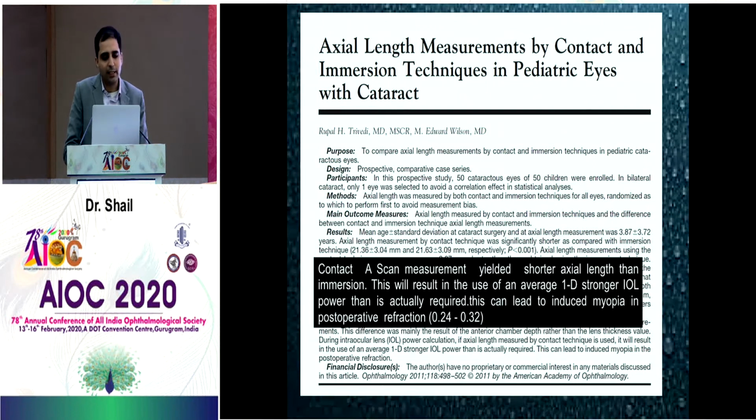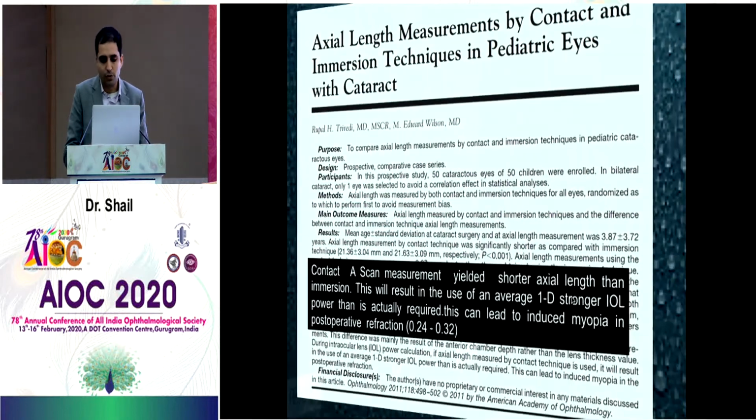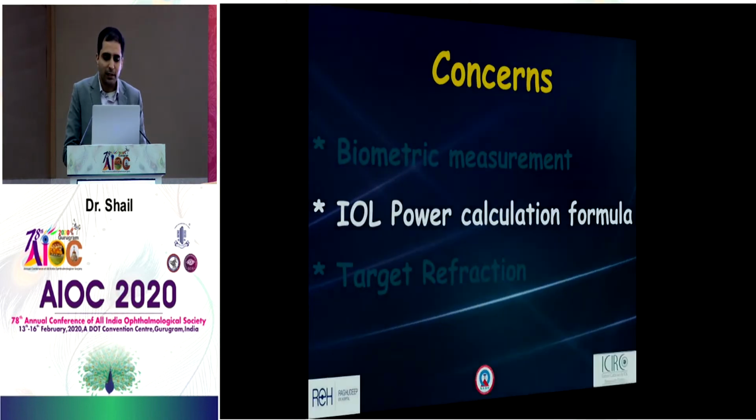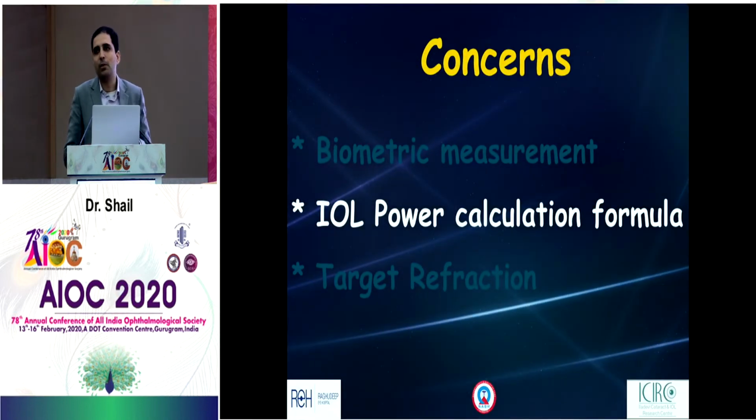Regarding the techniques of axial length measurement, there have been several articles even in pediatric eyes showing that when you use contact as a routine, you end up with an average one diopter shorter IOL power calculation. Optical biometry remains theoretical for most of the pediatric population. It's only children beyond 7, 8 or 9 who are able to sit comfortably that will do that.